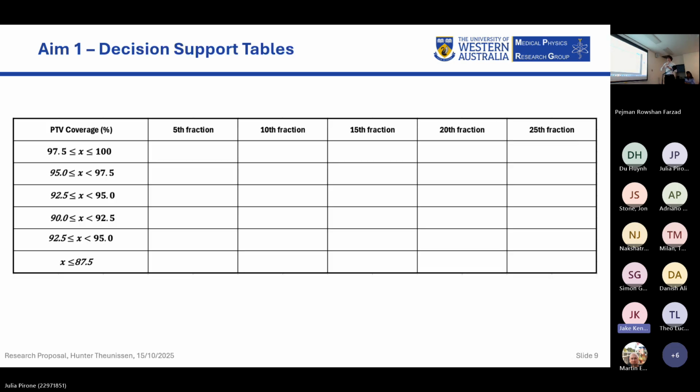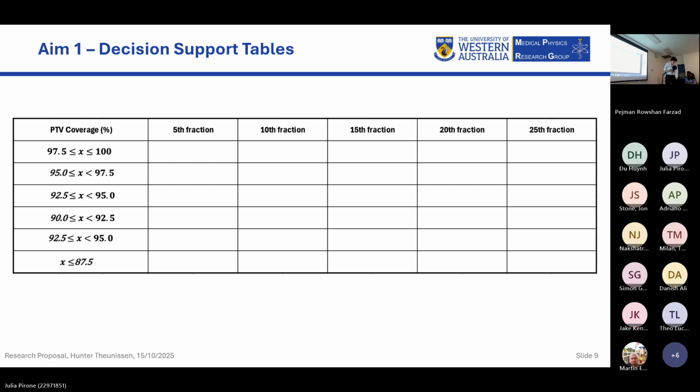So this is the first aim. Obviously the clinical thresholds will be different at each fraction. For example, on the fifth fraction, we may be saying a patient under 97.5% PTV coverage would need a replan or be flagged for a replan. But at the 15th fraction, that would be vastly different because we would expect more patients to have lost PTV coverage by then.